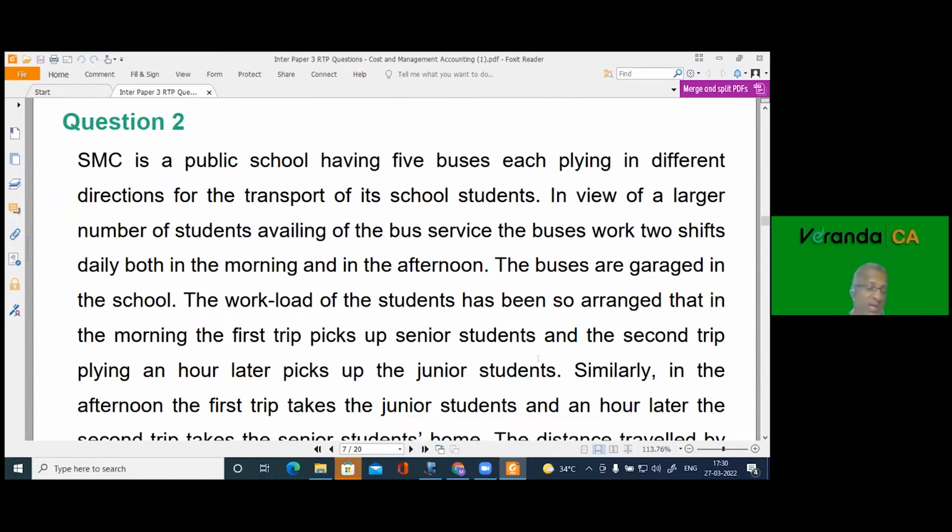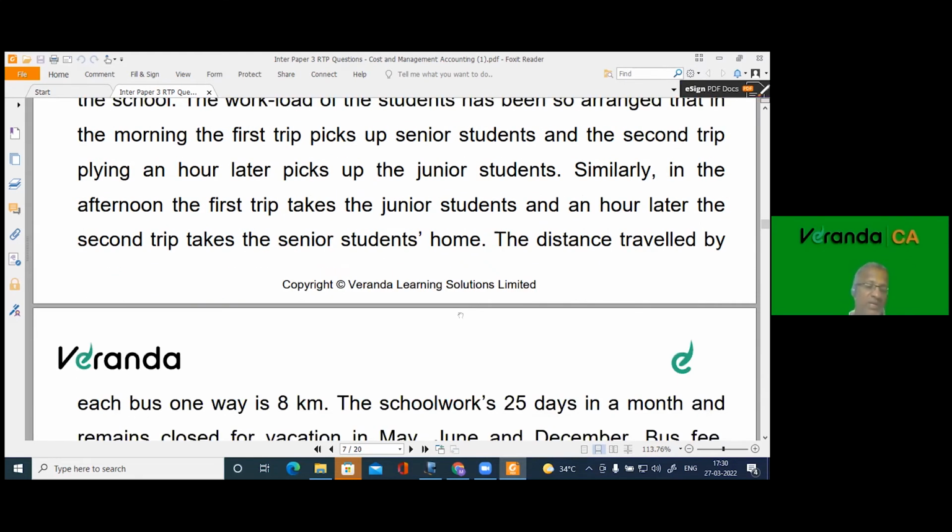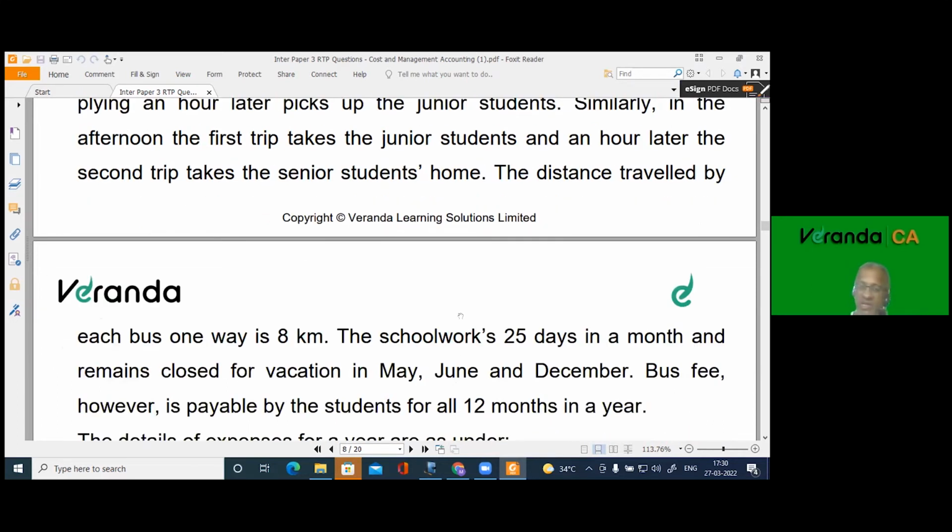The buses are garaged in the school. The workload of the students is being so arranged that in the morning, the first trip picks up senior students and the second trip, plying an hour later, picks up the junior students. Similarly, in the afternoon, the first trip takes the junior students and an hour later, the second trip takes the senior students home. The distance traveled by each bus one way is 8 kilometers.